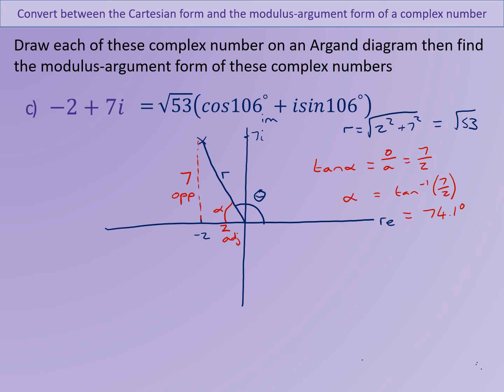But remember, that's not the angle we need. The angle that we need is theta. So in order to find theta, we're going to do 180, take away alpha, 74.1, which is 105.9. Let's round that to the nearest whole number, that's 106 degrees. Okay, so that's the theta. That is where the answer to C has come from.